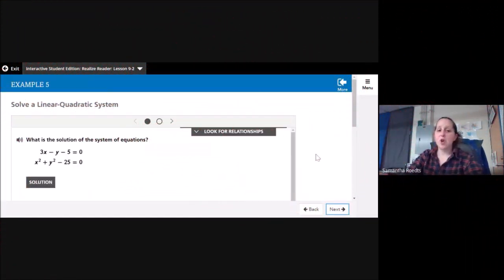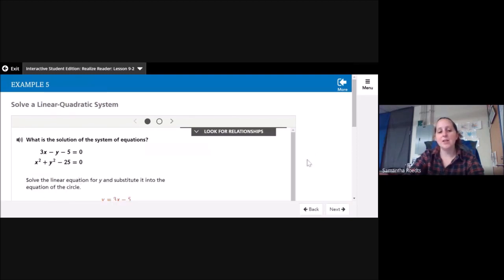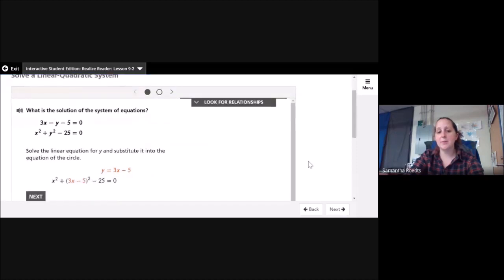Right, example 5, solve a linear quadratic system. What is the solution of the system of equations 3x minus y minus 5 equals 0, x squared plus y squared minus 25 equals 0? I can solve the linear equation for y and substitute it into the equation of the circle. So 3x minus 5 minus y becomes y equals 3x minus 5. I just moved the y to the other side.